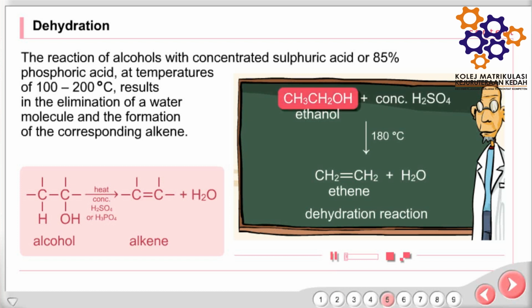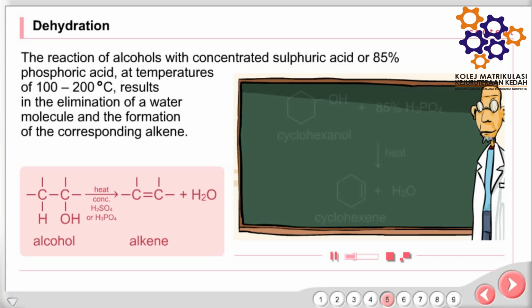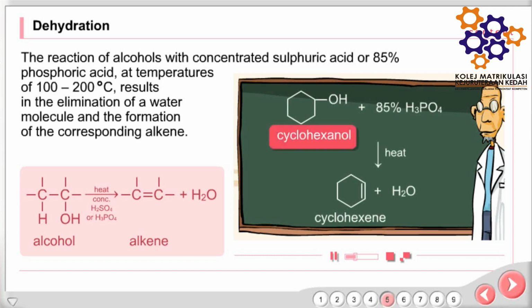Alcohols, like haloalkanes, undergo elimination reactions to yield alkenes. Because water is lost in the elimination, this reaction is called a dehydration reaction. Although sulfuric acid is often the acid of choice for a dehydration catalyst, other strong acids, such as phosphoric acid, can also be used. For example, ethanol, dehydrated with concentrated sulfuric acid, gives ethene. The dehydration of cyclohexanol with 85% phosphoric acid produces cyclohexene.